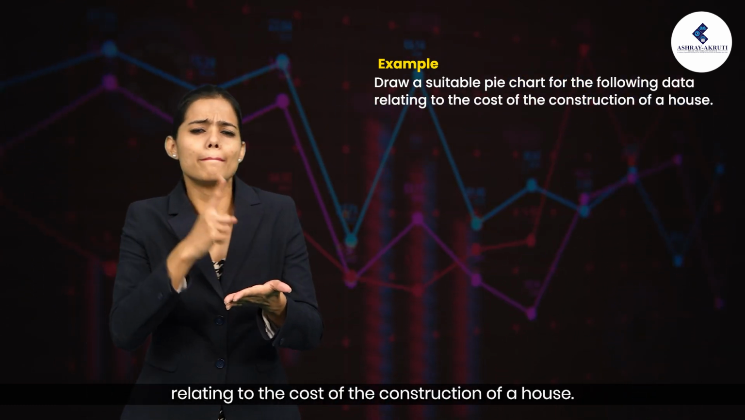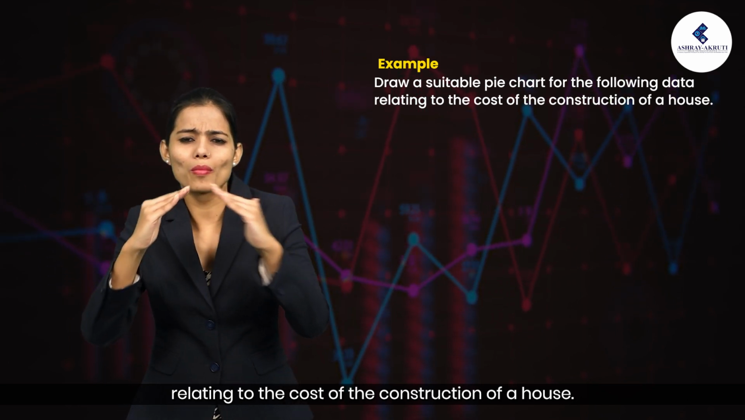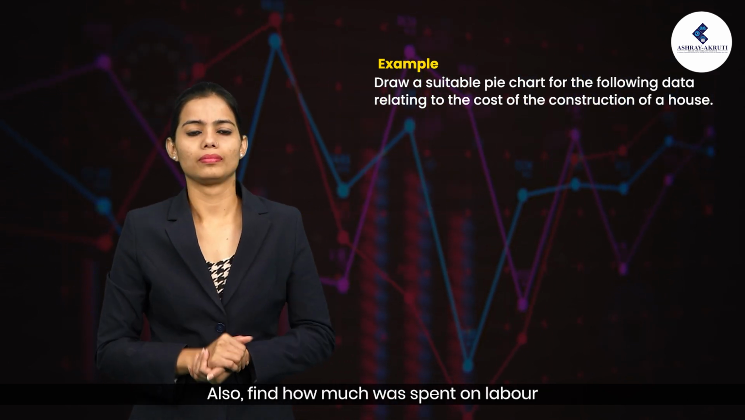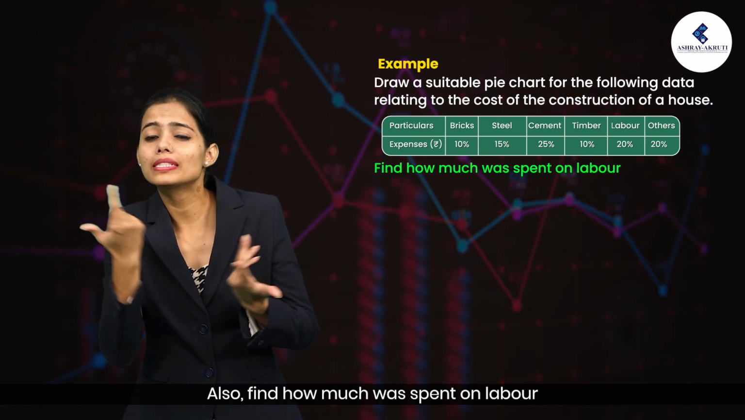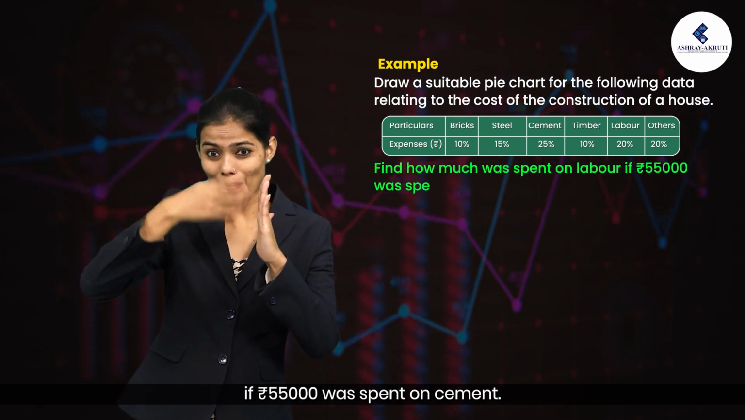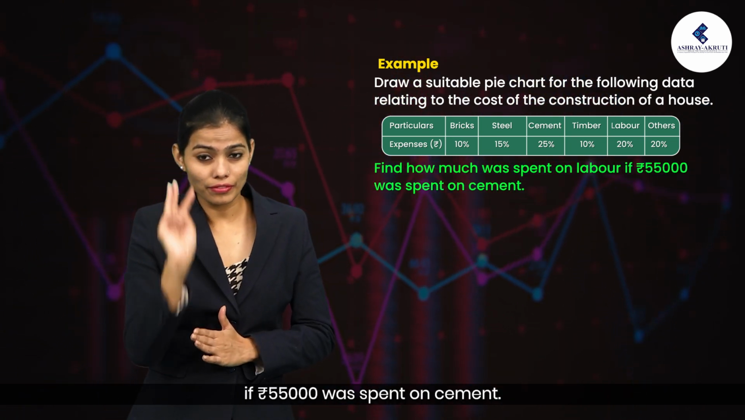One more example. Draw a suitable pie chart for the following data relating to the cost of the construction of a house. Also, find how much was spent on labor if rupees 55,000 was spent on cement.